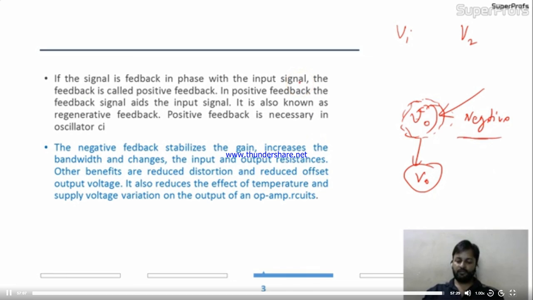So friends, this is all about today's class. We'll meet in the next with the problems of Opamp circuit. And Opamp circuit is very important because in the GATE examination, if you see the analog circuit, 70% they're asking from Opamp circuit only. Okay, we'll meet in the next.